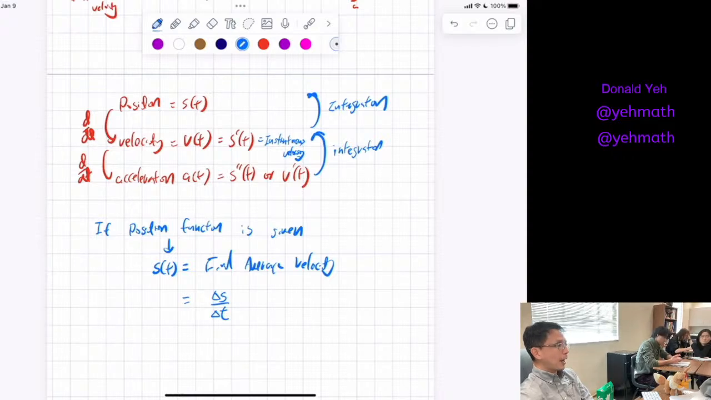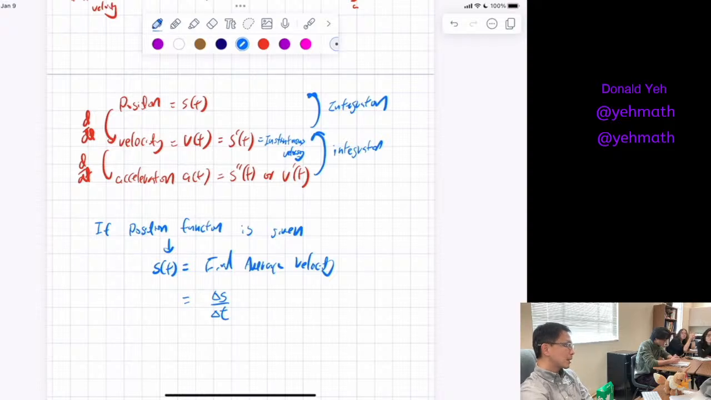Let's just say right now I'm at 0, this is in Orlando, and 2 hours later I'm in Gainesville. So the change in distance is 100 miles. From here to Gainesville is 100 miles. The change in time is 2 hours. So my average velocity going to Gainesville is 50 miles per hour.